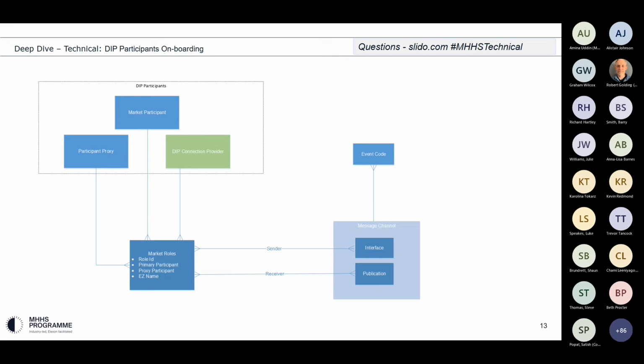Similarly, with DIP connection providers, which are third parties which can act on the behalf of market participants. The whole onboarding process is still yet to be worked through. However, the working assumption is that the DIP registration process will piggyback on the BSC registration process. This is going to be worked out in the latter part of this year.